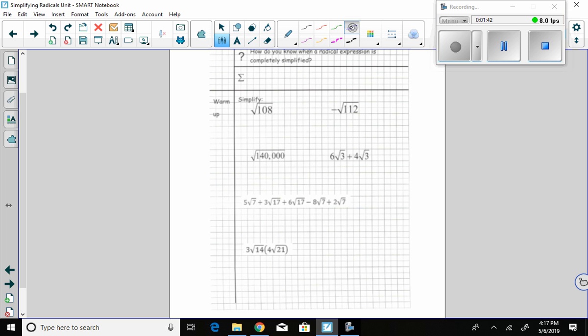Okay, so I'm going to start going over the answers. This first one, this becomes the square root of 36 times the square root of 3, or 6 root 3. Okay. 112 actually can become negative, and then the square root of 16 times 7. I know that one's pretty tough. Negative 4 root 7.